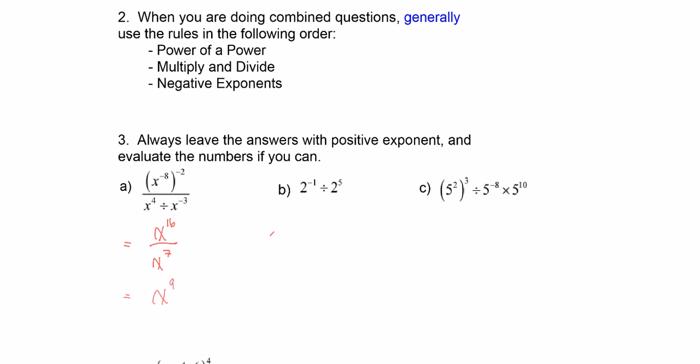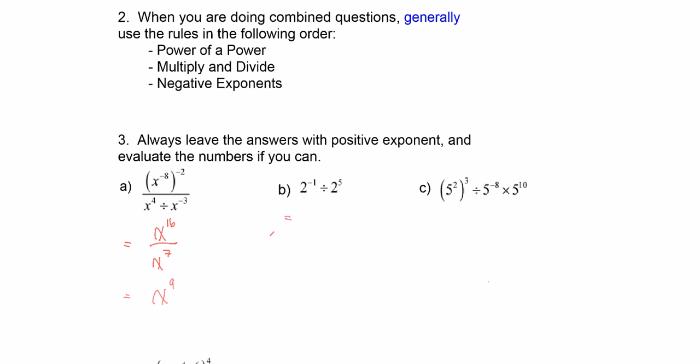And look at that. My exponent is positive, and we are done. Every time we're looking for these answers, we're always going to try and ensure that our final answers have a positive exponent on them. And then if we have numbers, we're going to apply those positive numbers to the base, if they are numbers.